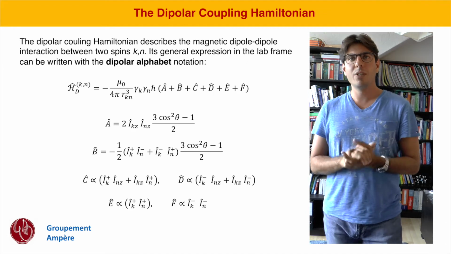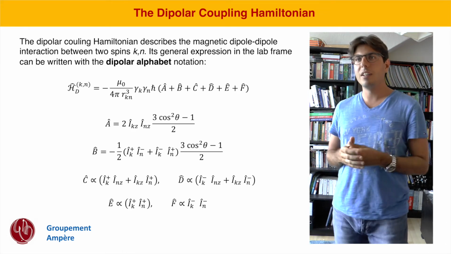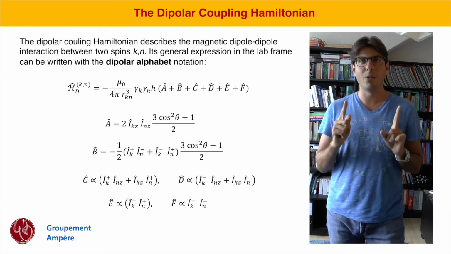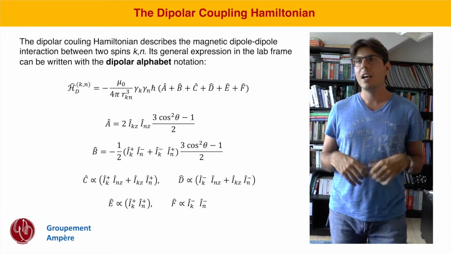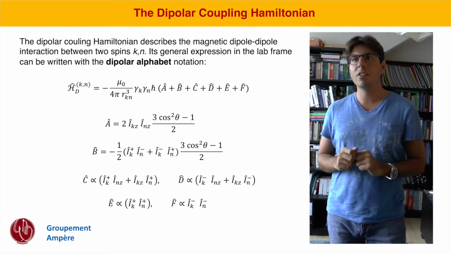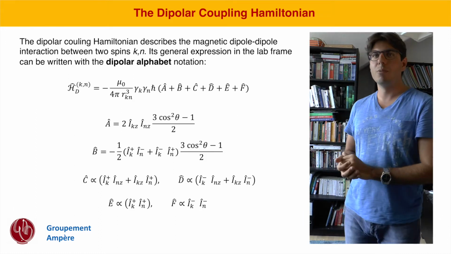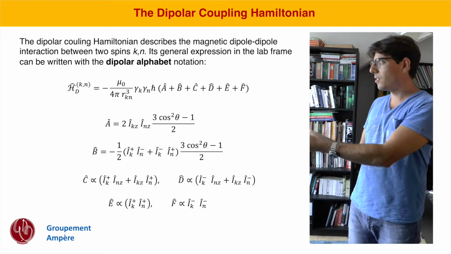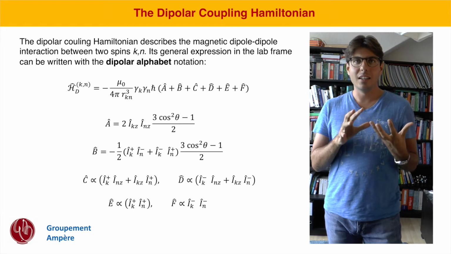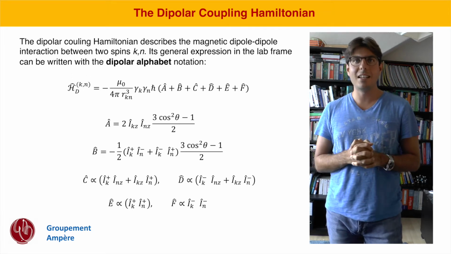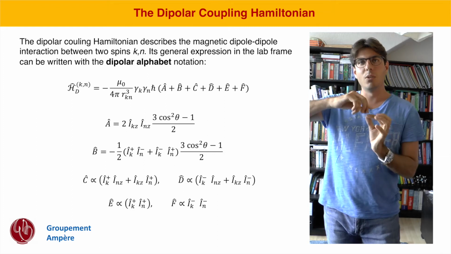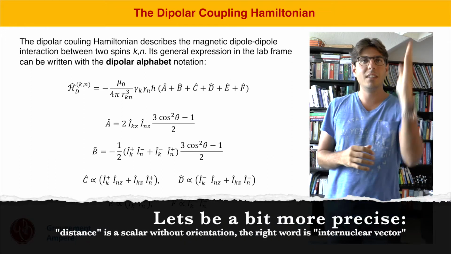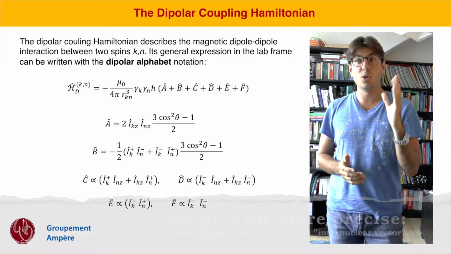You have mu0 divided by 4 pi, and now comes in this very famous r to the power of 3, the distance between the two spins to the power of 3. We will quickly talk about this later, times the product of the gyromagnetic ratios, times a whole series of letters which we call the dipolar alphabet. The dipolar alphabet, you see the full expressions here on the bottom, actually takes into account the orientation dependence of your dipolar coupling interaction, so the orientation of the distance between your spins relative to the external magnetic field.